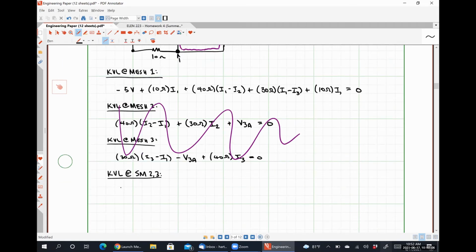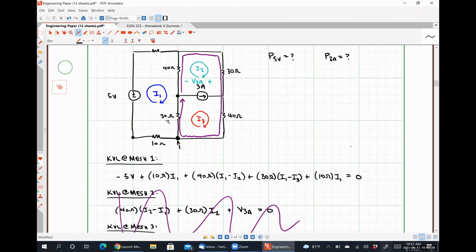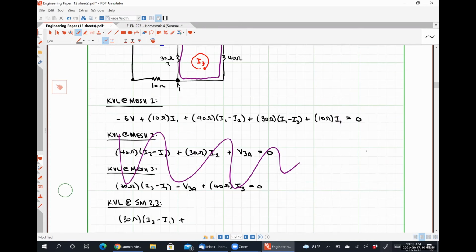So our first term would be 30 ohms times I3 minus I1. Then our next element is the 40 ohm resistor, where we have a mesh current of I2 flowing through it and a mesh current of I1, right? So tell me what's going on with the 40 ohm resistor. 40 ohms times I2 minus I1. Exactly right.